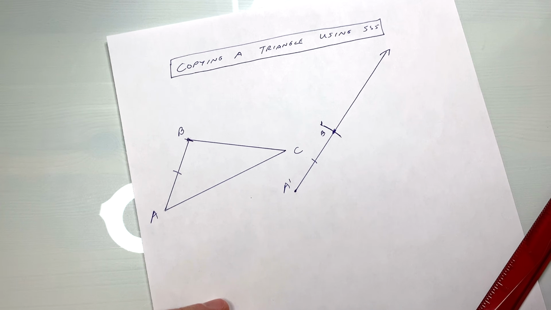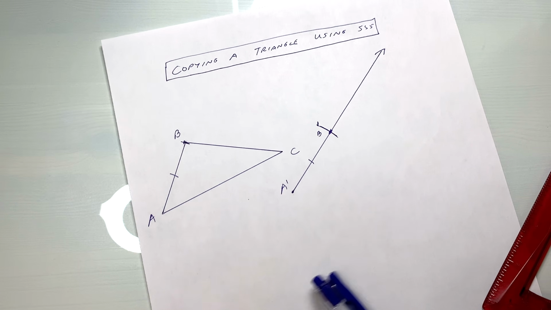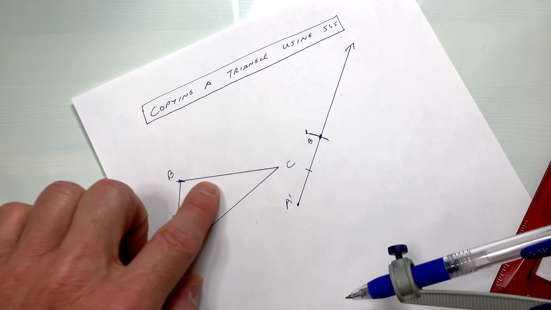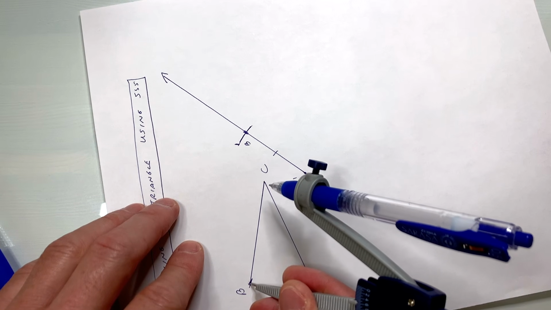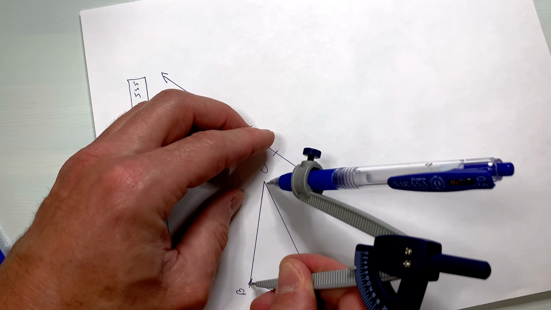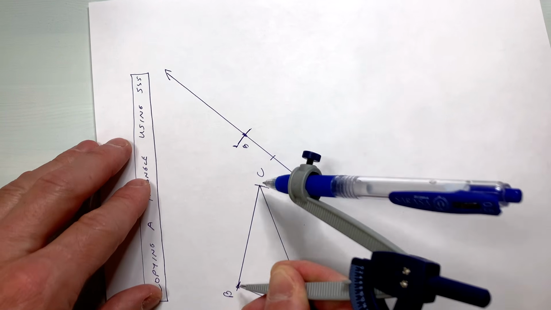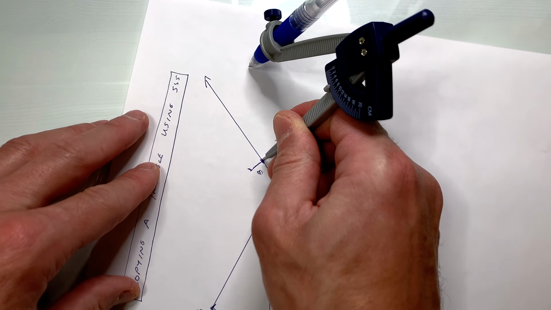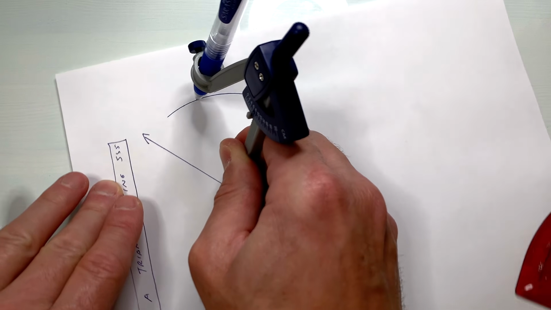Okay, so now what do we need to do? Now we need to copy another side. So how can we copy another side? Well, let's go ahead and look at the length of BC here. I'm going to use the compass again as a measuring tool. So put the point at one of the endpoints of the side, put your pen or pencil at the other endpoint, and we're going to carry that over to B prime here. And I'm going to draw an arc bigger than I need. Okay, it's okay to have it bigger than you need.